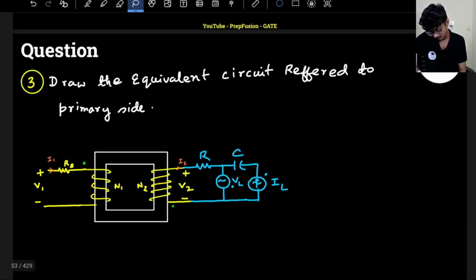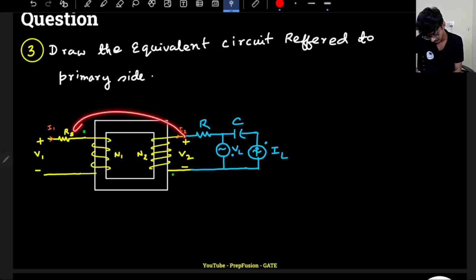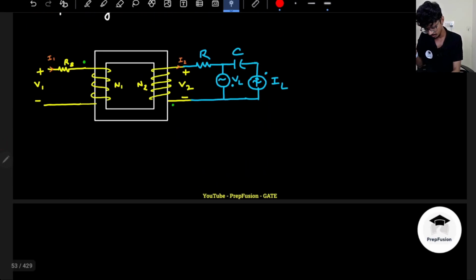So yeah, now this is one question that you can do to understand how we actually have to refer, right? Now you just don't simply connect this one here, because remember the dots are different. So please pause the video, try to solve this by yourself. Try to draw the equivalent circuit, referred to the primary side. Okay, this is the primary side, try to refer.